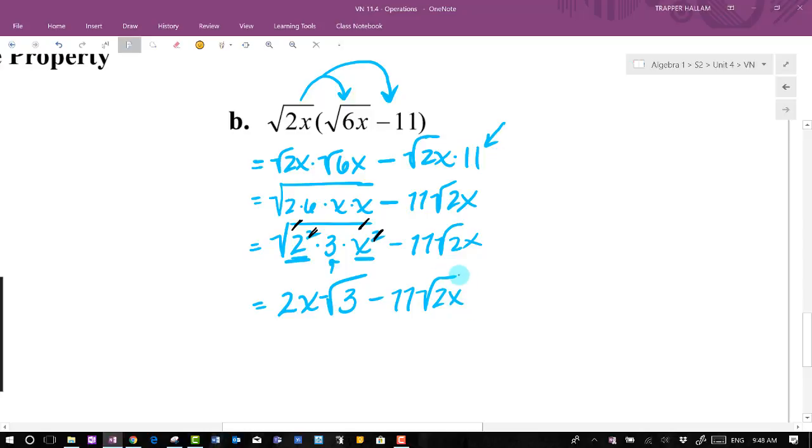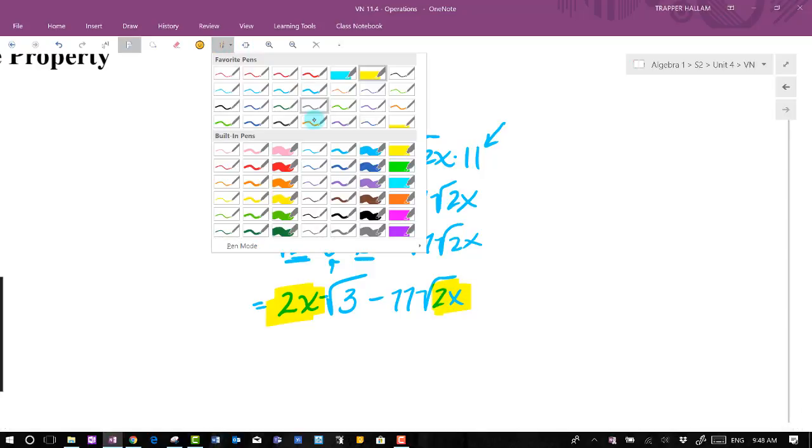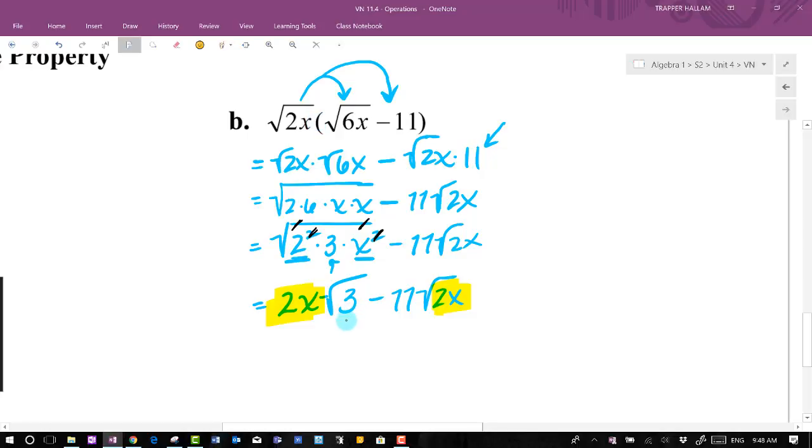Now, this question's great because it makes you really think. You see a 2x here, and you see a 2x here, and it's supposed to be there to maybe even fool you if you don't know your rules. However, you're super smart, and you're in my class, so you know what you're doing. And you understand that these radicands here are not the same. So these two terms are not like radicals, so you cannot add or subtract any further. You're actually done at that point.